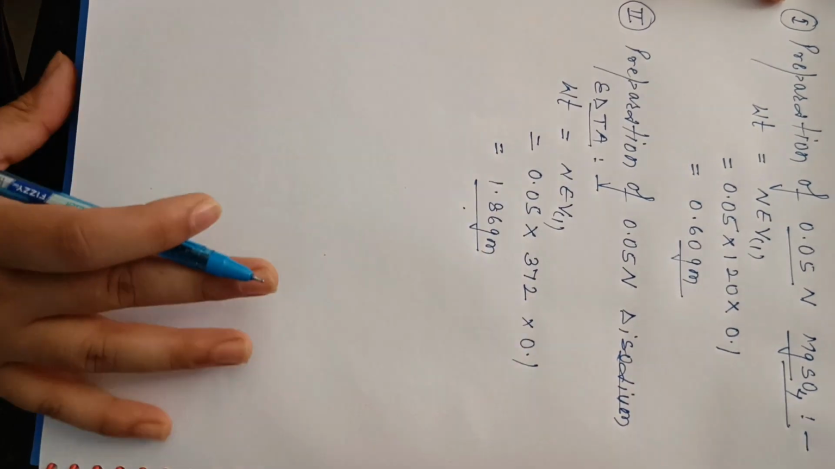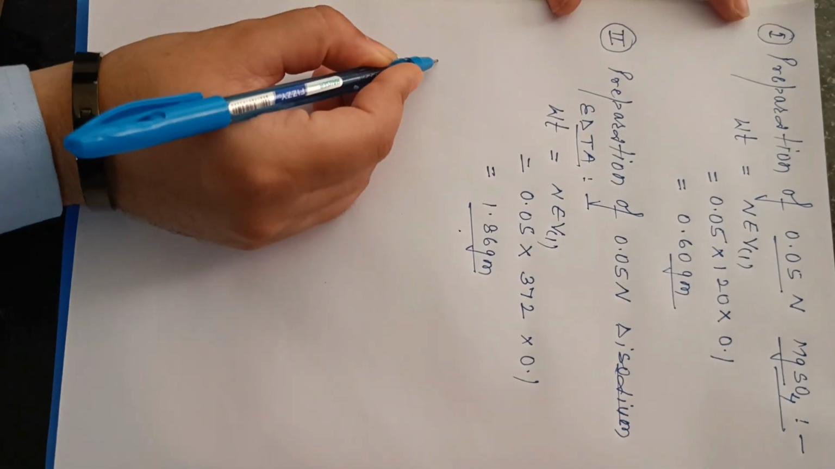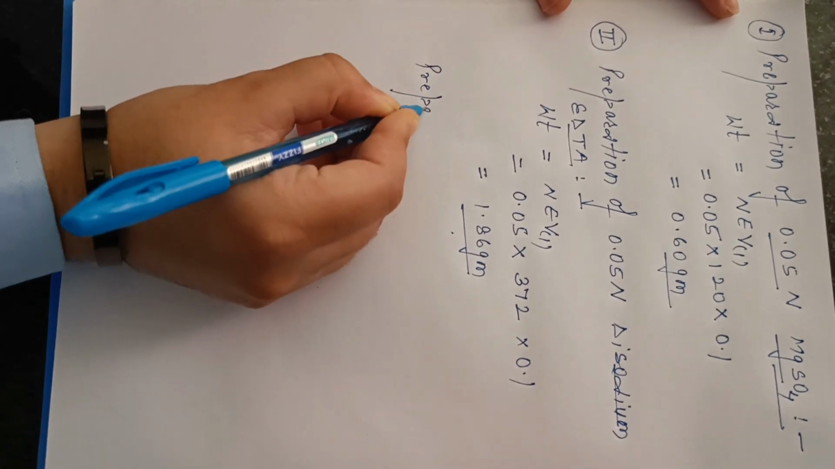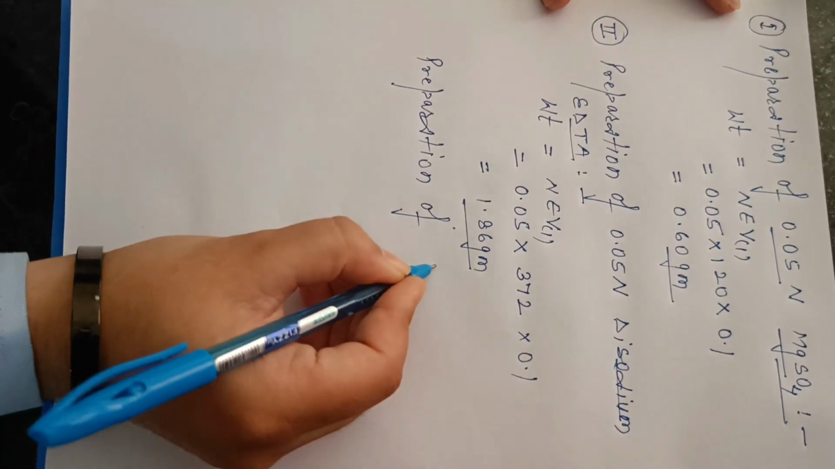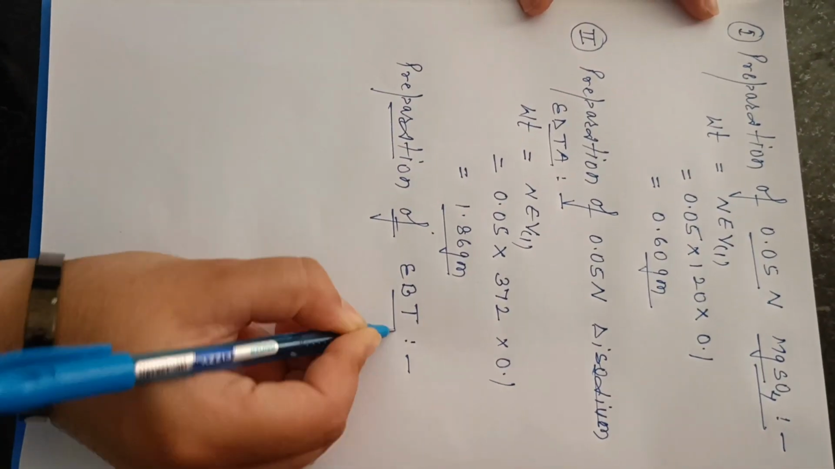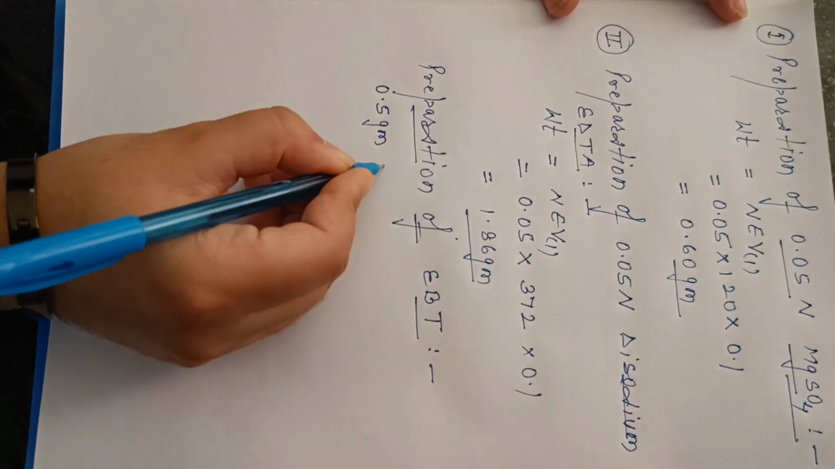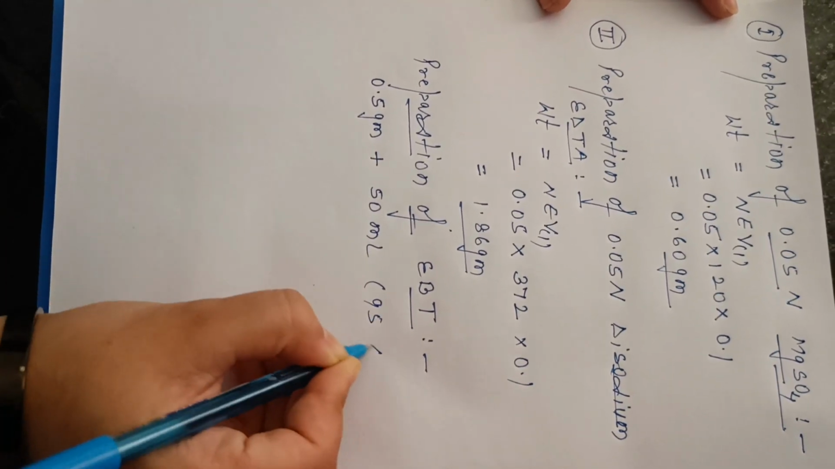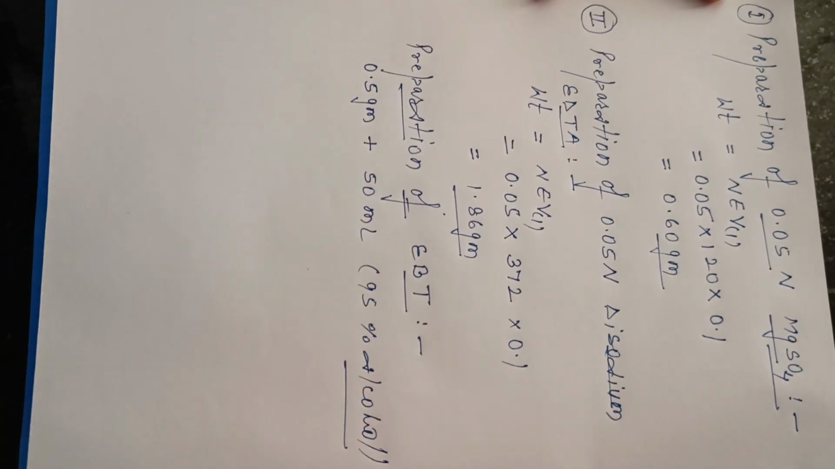Now we will talk about the preparation of our indicator. The indicator we are using is Eriochrome Black T, EBT. We will take 0.5 gram of EBT and dissolve it in 50 ml of 90% alcohol, and in this way we are preparing our indicator.